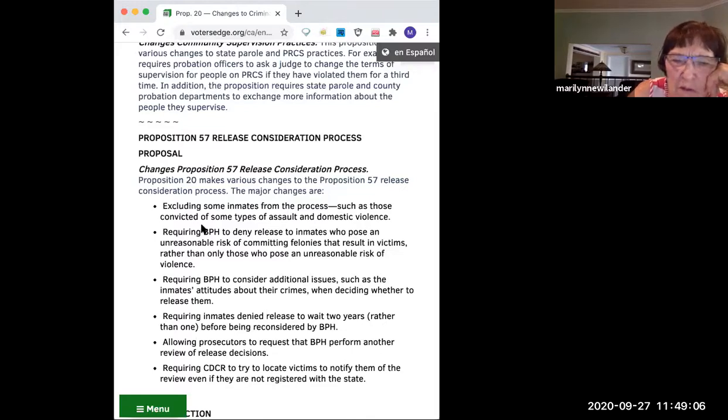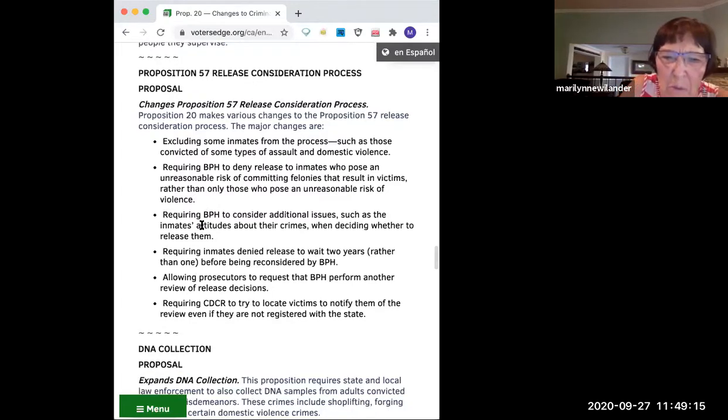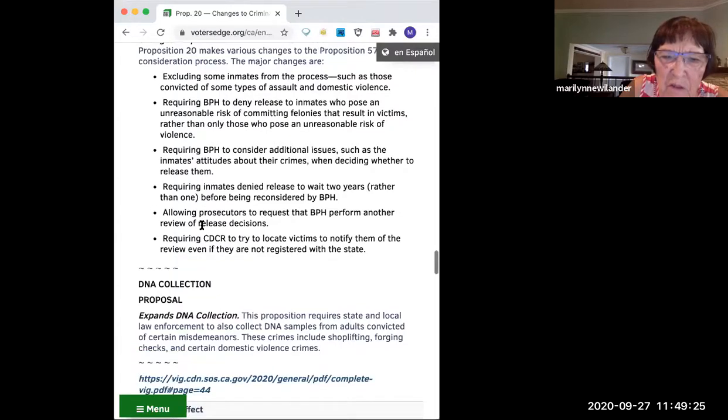They would deny release to inmates who pose an unreasonable risk of committing felonies. Consider additional issues such as the inmate's attitude about their crimes, requiring inmates denied release to wait 2 years rather than 1 before being considered for parole again, and allows prosecutors to request that they perform another review of release decisions.